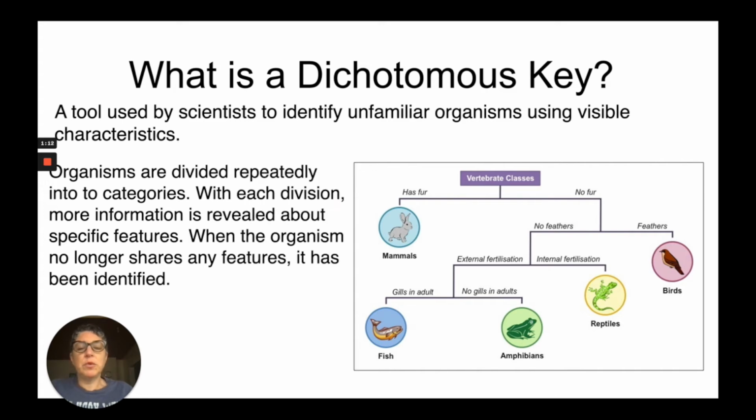So organisms will be divided repeatedly into the various categories that I've just gone over. With each division, more information is revealed about the specific features of the organism in question, and when the organism no longer shares any features with any other organism, then it has been identified. So if you have an unknown organism, you would go through this series of steps to determine what type of vertebrate that organism is.